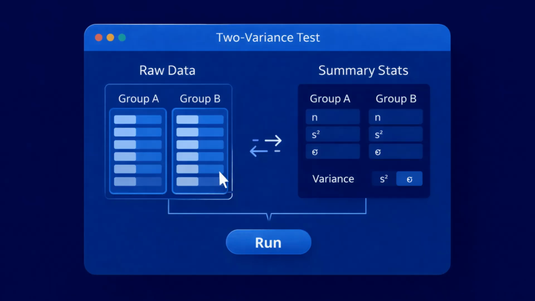To run a two-variance test in software, the program will typically ask you for the two groups of data. Many homework sets give raw data values in two columns. In that case, you select the two data sets. Some homework sets give summary statistics. In that case, the program may ask for sample size and either variance or standard deviation for each group, depending on the option you choose.